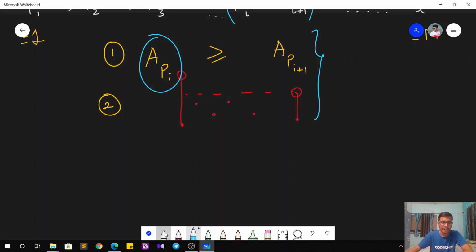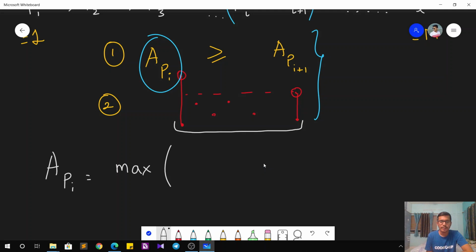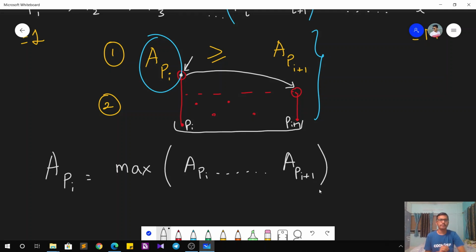Using these two facts combined, we can say that this height A of Pi is actually the maximum height among all these heights, right? As you can see from the diagram as well, the jump was made from here, that is, this is position Pi, this is position Pi plus 1. So the jump was made from here to here, and all the heights in between are definitely below this dotted red line. So definitely A of Pi, that is this height, is the maximum of A of Pi and all the heights in between all the way up to A of Pi plus 1.